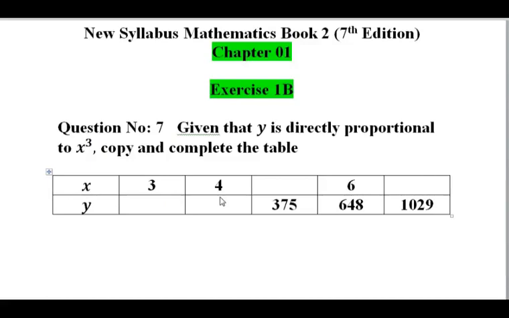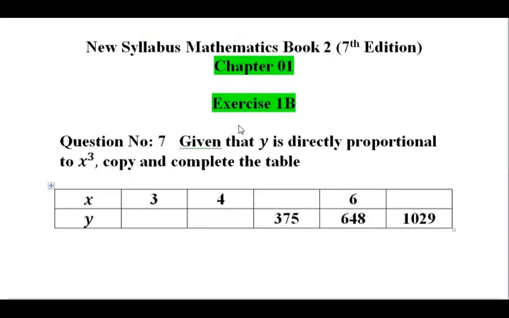In today's video, we will be solving questions 7, 8, 9 and 10 from the new Syllabus Mathematics Book 2, Chapter 1, Exercise 1B. So for question 7, the statement of the question is as follows. Given that y is directly proportional to x cube, copy and complete the table.